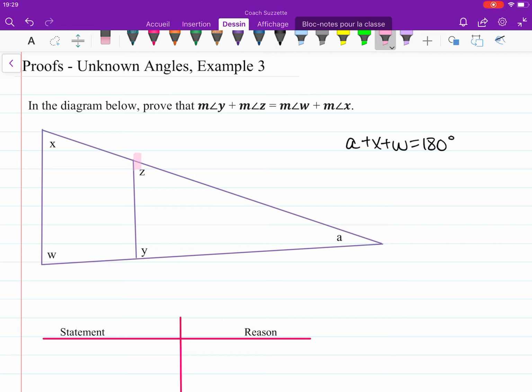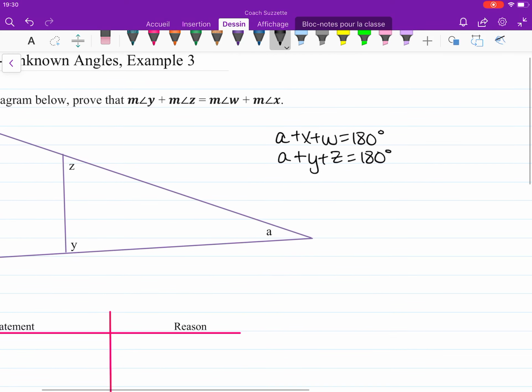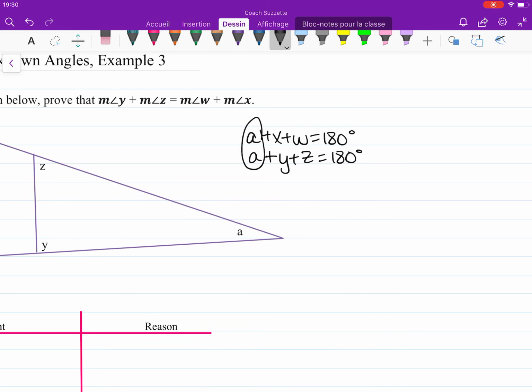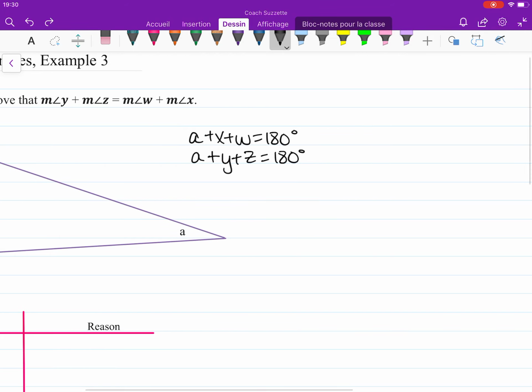And by the same reason, for this triangle, we know that a plus y plus z is equal to 180. Well, since we have this in common, let's rewrite both of these equations so that we solve for a in terms of the other variables. What would that look like?